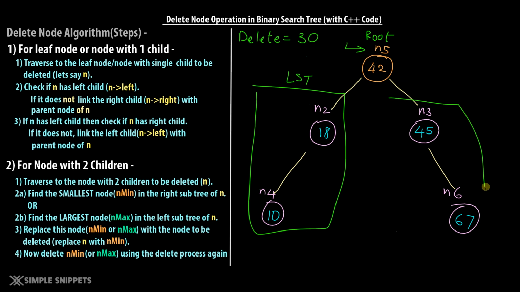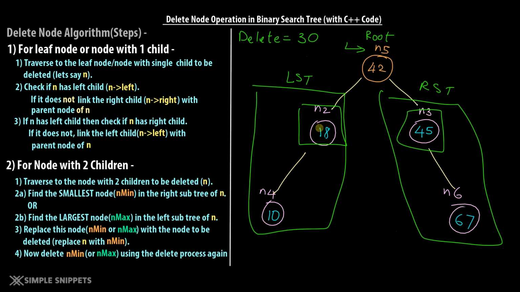And if you see the right subtree, the values are 45 and 67, which are greater than 42. So this is the right subtree. So this means that the rule of binary search tree is still followed, and that rule applies to every node. Okay, so for every node you have to check that rule.